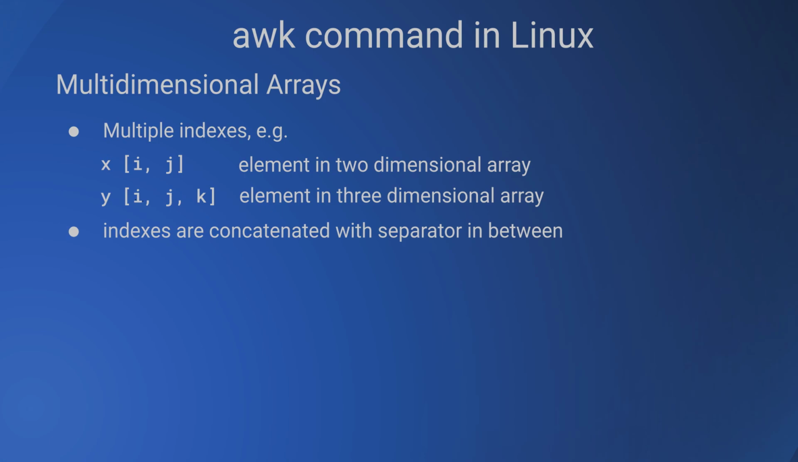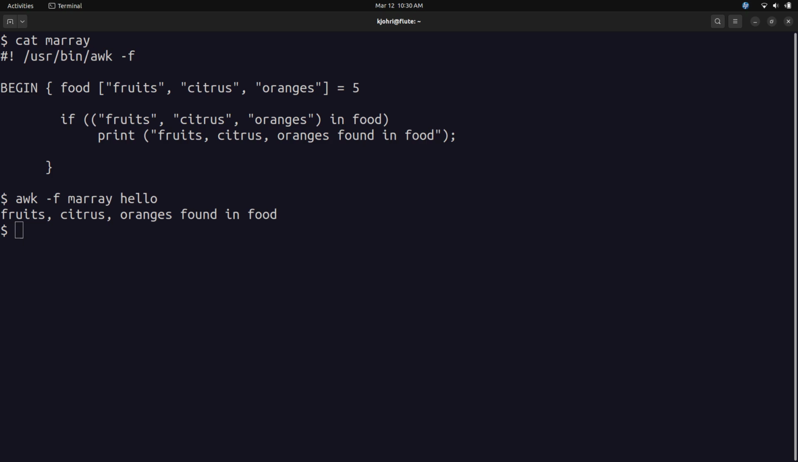Multiple indexes are concatenated with a separator in between. The separator used is the value of the built-in variable SUBSEP. The default value of SUBSEP is octal 34. So if an array element is x[i,j,k], it is stored as i, octal 34, j, octal 34, k. We can use the in operator to check whether a particular index sequence occurs in a multidimensional array. For example, if food["fruits","citrus","oranges"] equals 5, and we check if ("fruits","citrus","oranges") in food, then we get the confirmatory message that it does.